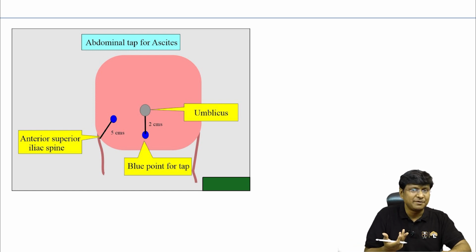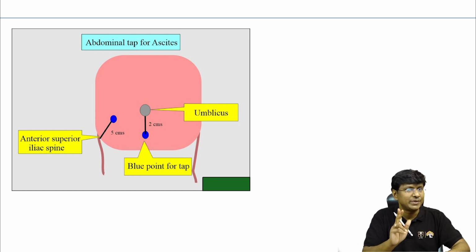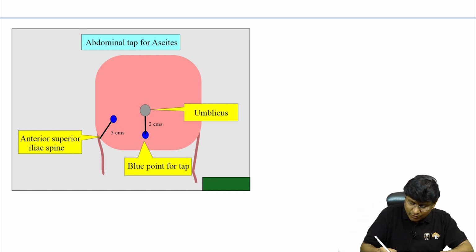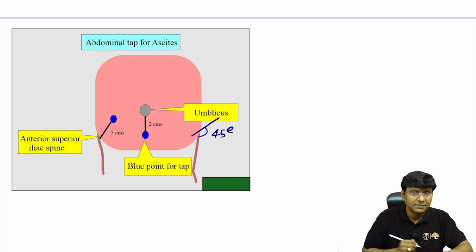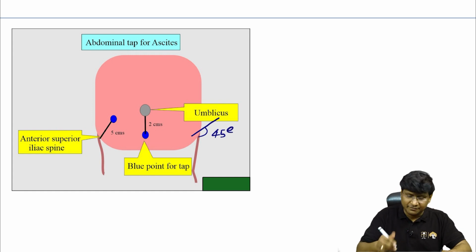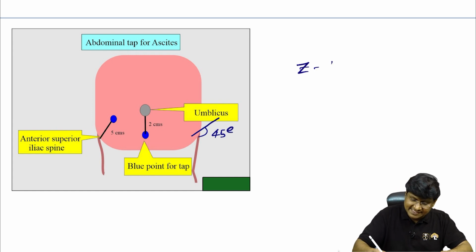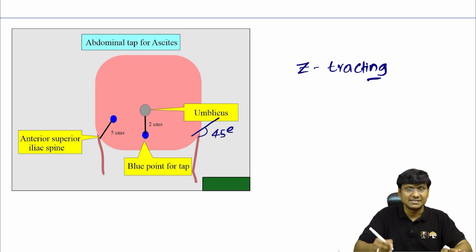Now, which side is preferred? There are two sides where you can do the abdominal paracentesis, and whenever you are inserting the needle, you have to insert it at an angulation of 45 degrees. And what is the technique that we follow? That is Z tracking. Now, what do you understand by this Z tracking?